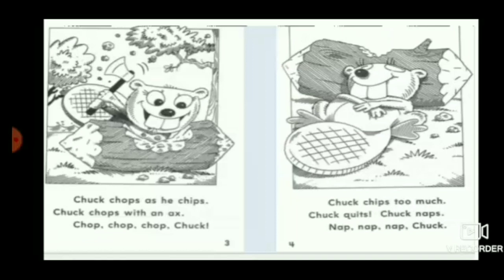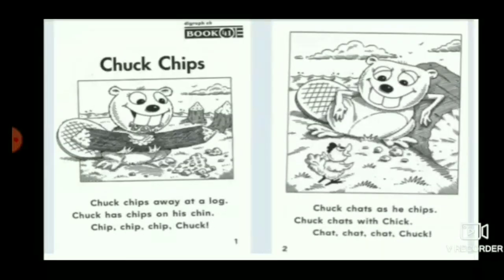Okay, very interesting. Now let's read it together one more time because now we all are able to read it properly.